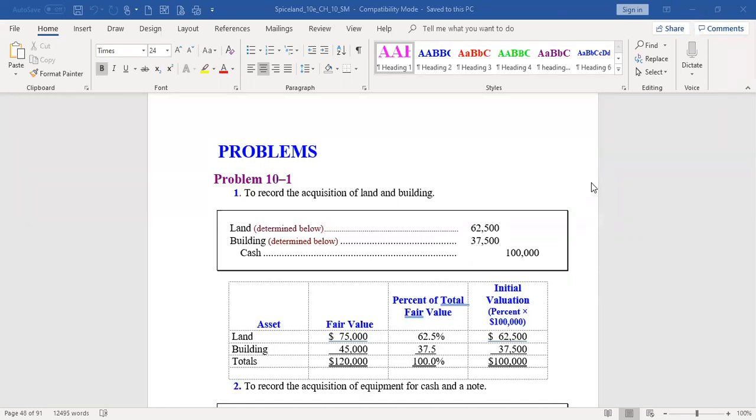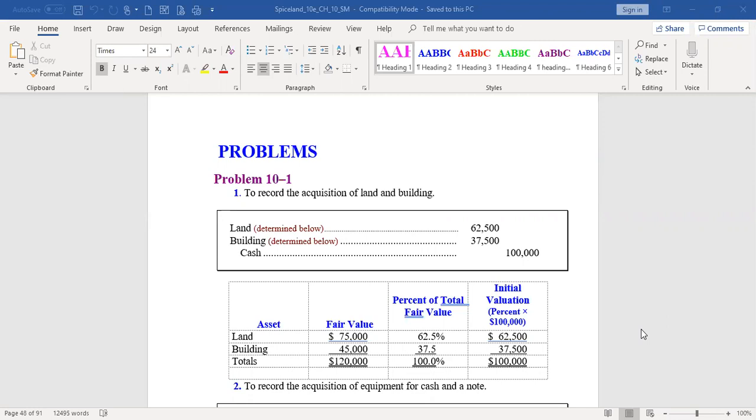So we determine what's the total fair value of both assets, $120,000. So the ratio of the land's fair value to total fair value is 62.5%. So 62.5% of the $100,000 actually paid should be allocated to the land. Then we take the $45,000 for the building divided by $120,000, which gives us 37.5%. So 37.5% of the value that was purchased was in the building. So we will debit the land, $62,500, debit the building, $37,500, and credit cash. So a nice review of how to allocate the cost when you're purchasing more than one asset for one price.